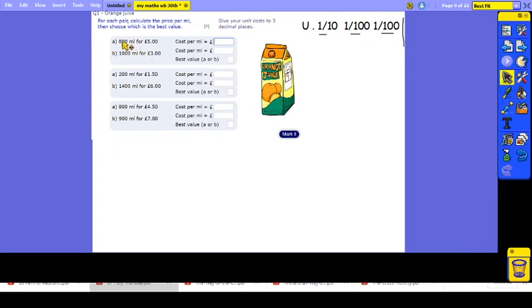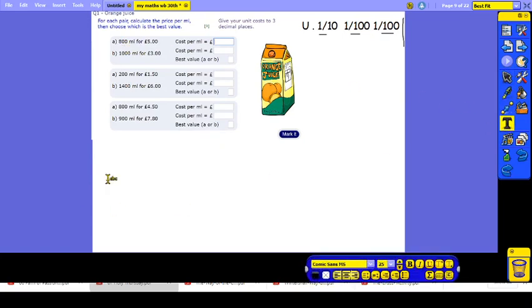So let's look at this first one here. It says for 800 millilitres it's going to cost me £5. Now I always say just write it again for yourself on what this means to you. So I've got 800 millilitres and that's going to cost me £5. Okay. So then it's asked me what the cost is going to be per millilitre.